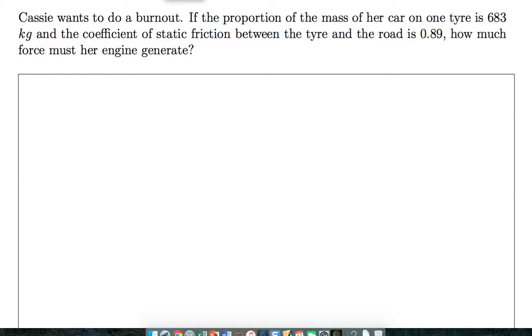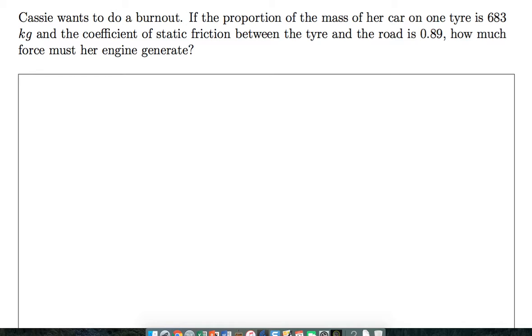This is a very quick and simple little one on friction, but hopefully it helps to nail down how friction works as a concept. So Cassie wants to do a burnout. The proportion of the mass of her car on one tyre, because it's not the whole mass of the car, it's only how much is pressing down on that particular tyre, probably a quarter of the mass depending on the way the car's balanced. So she is going to have to break that friction.